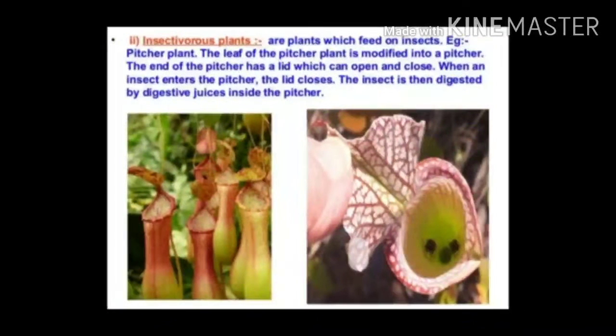Now, the next mode of nutrition is insectivorous nutrition. The mode of nutrition in which green plants make their own food but depend on insects for nitrogenous food is called insectivorous nutrition. The green plants which make their own food but depend on insects for nitrogenous food are called insectivorous plants. Plants such as pitcher plant or nepenthes, sundew and bladderwort derive their nutrition partly from the soil and the atmosphere and partly from small insects. These plants are called insectivorous plants.